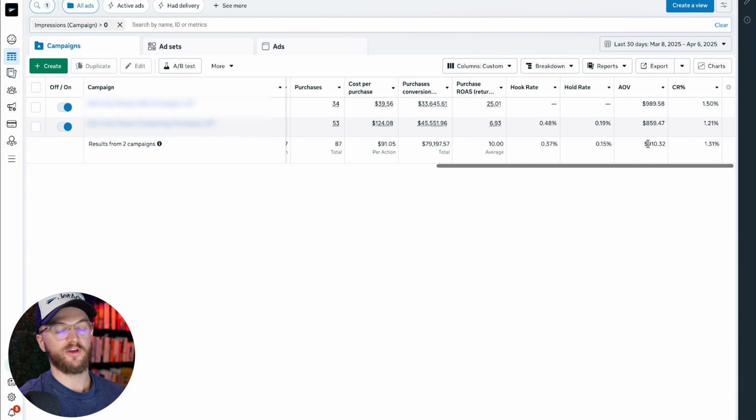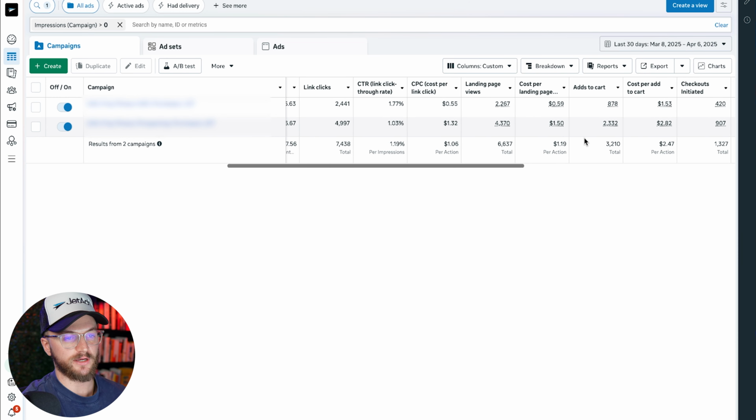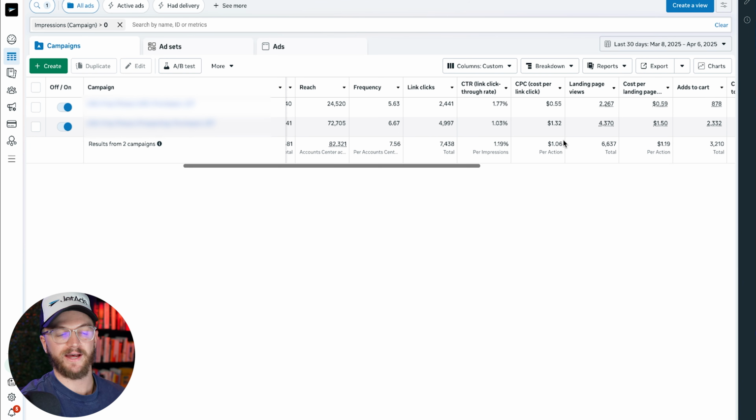And so our average order value for this business, though, is quite high at $910. But you can see here, our cost per click, if you've ran ads before, isn't anything too crazy or special. And our click-through rate isn't anything too crazy or special either at 1.19.